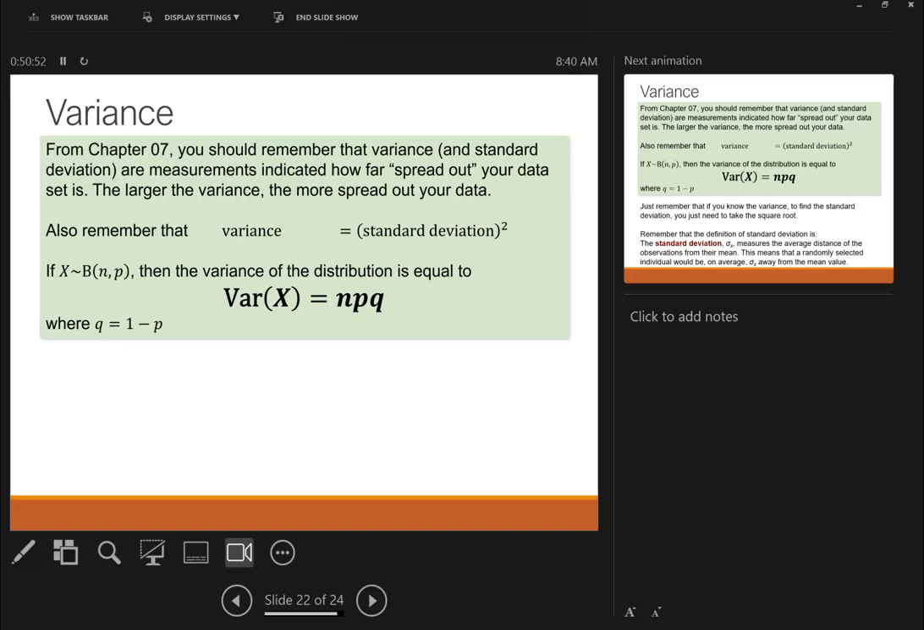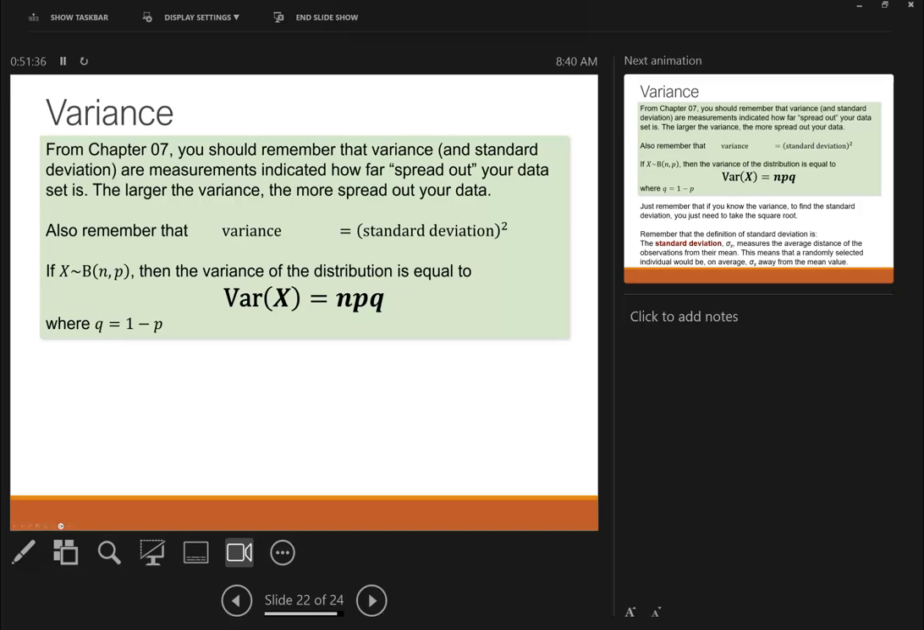Similar to the expectation, we can calculate variance with just a simplified formula, as opposed to the nasty one that we had to deal with in the previous section. The formula for variance is just n times p times q. Remember, q is the probability of failure, so 1 minus p. And since variance is the standard deviation squared, what would our formula for standard deviation be then? Square root of npq.